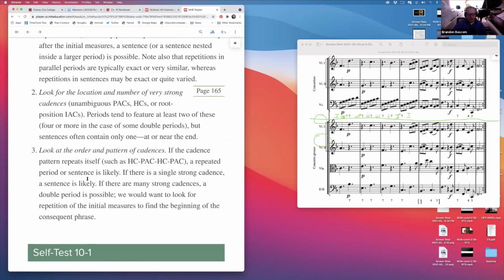Number 3, look at the order and pattern of the cadences. If the cadence pattern repeats itself, such as half cadence, perfect authentic cadence, half cadence, perfect authentic cadence, a repeated period or sentence is likely. If there's a single strong cadence, a sentence is likely. If there are many strong cadences, a double period is possible. We would want to look for repetition of the initial measures to find the beginning of the consequent phrase. I would add to that, look in symmetrical chunks. 4 measure phrases, 8 measure phrases. It's often very symmetrical.